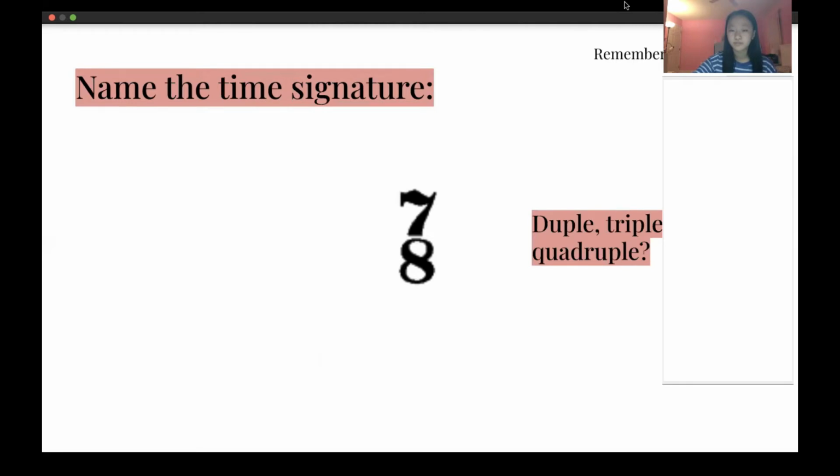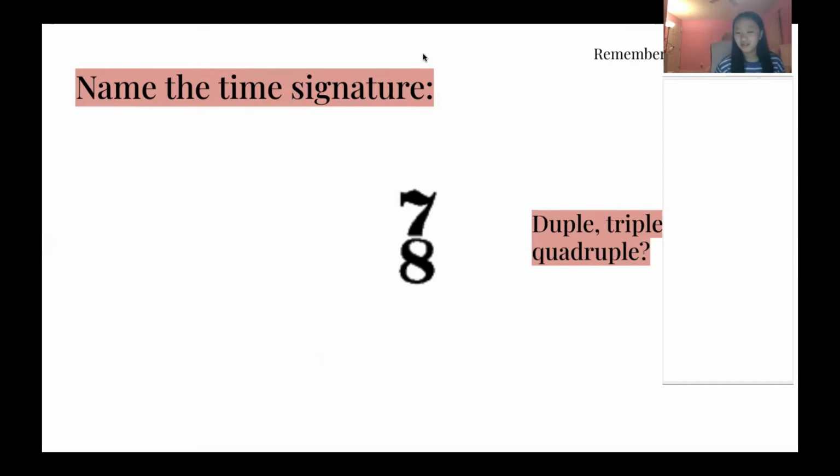Triple. Why do you think it's triple? Divide by 3. It's duple. Okay, explain your thought process then. You have to divide by 3. 7? You can't divide 7 by 3.